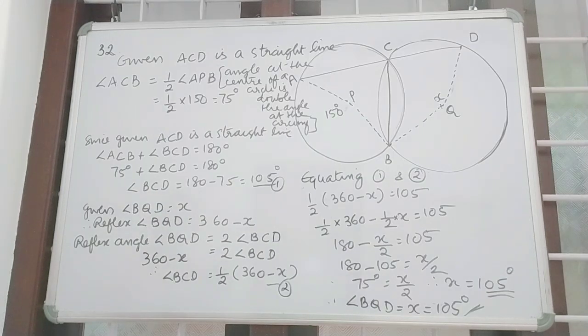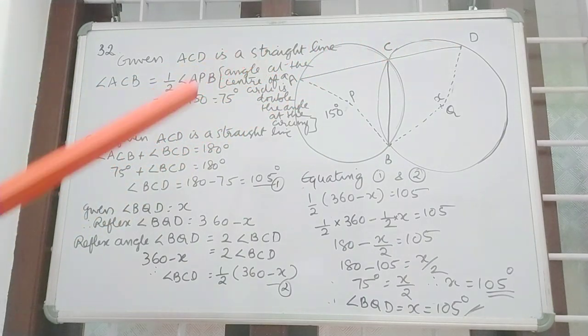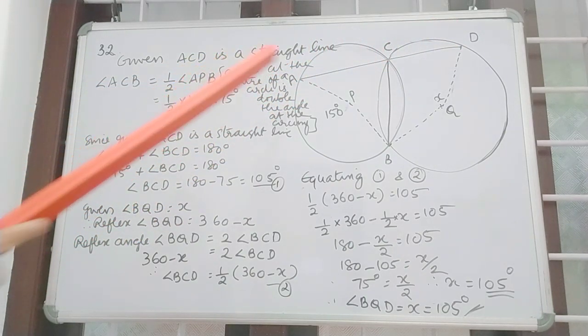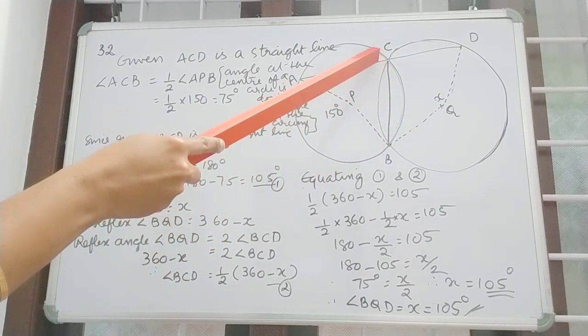Question number 32. In the given figure, P and Q are the centers of two circles intersecting at B and C. ACD is a straight line. Calculate the numerical value of x. Given that ACD is a straight line, look at angle ACB.